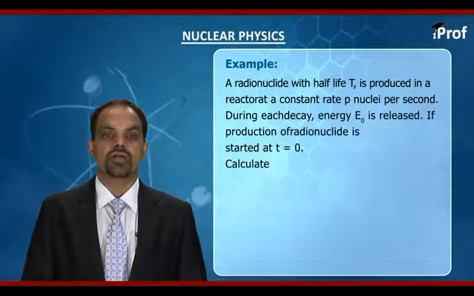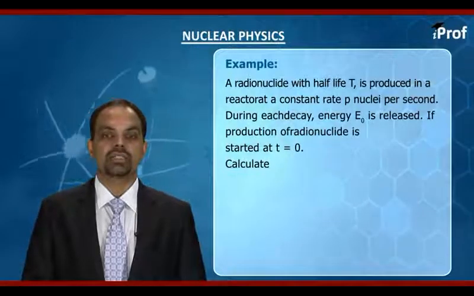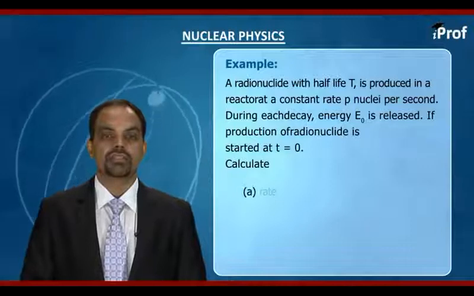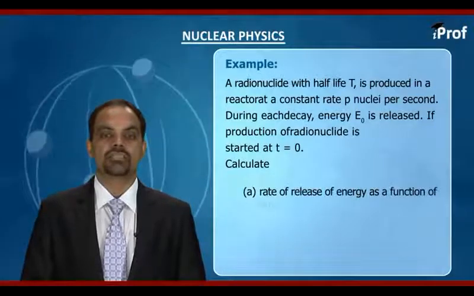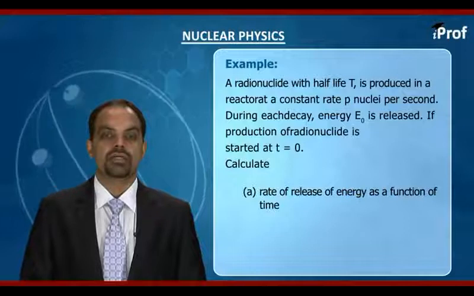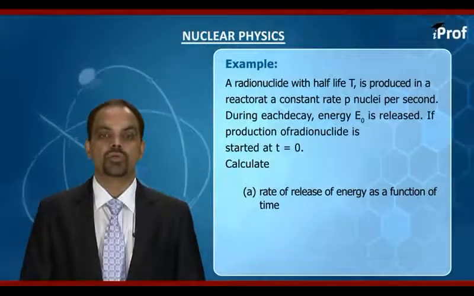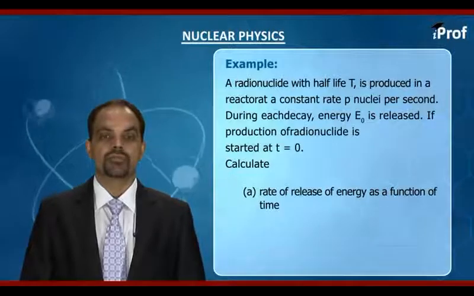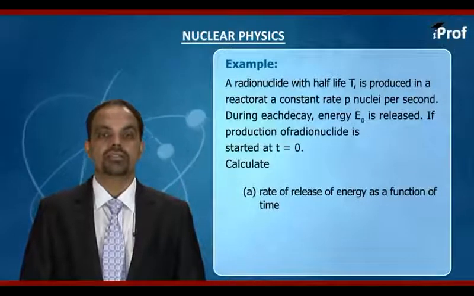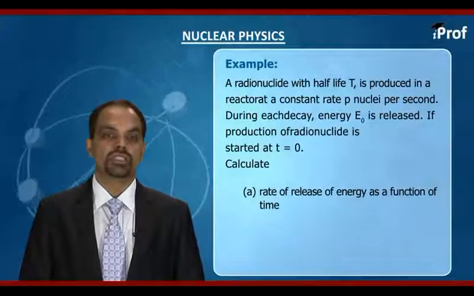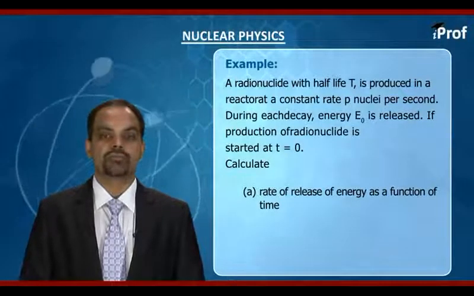If the production of a radionuclide is started at t equal to 0, we have to calculate first the rate of release of energy as a function of time, and the second part, total energy released up to time t. Now again we have to move into the solution of this problem.